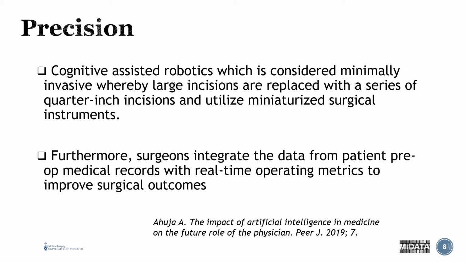So surgeons integrate all the data from pre-op records, and then they look at their real-time operating metrics to improve the outcomes. And that's the important thing in surgery, your surgical outcomes, because you want to make sure that post-surgery the patient recovers as quickly and as best as possible. So here's an example of where artificial intelligence, machine learning can help in precision, in this case, in surgery.